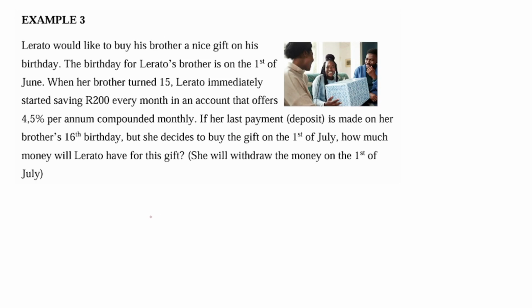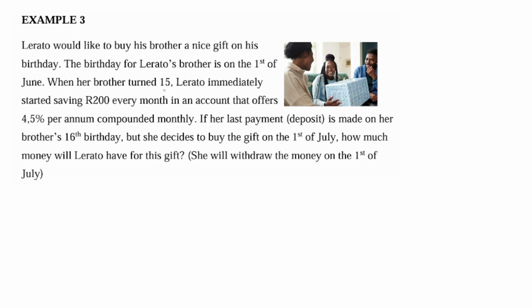Welcome back. Let's look at example 3. Example 3 is similar to our example 2, but there's a small difference. Let me just read everything. Lerato would like to buy his brother a nice gift on his birthday. The birthday for Lerato's brother is on the 1st of June.